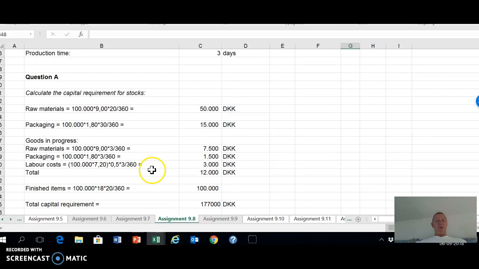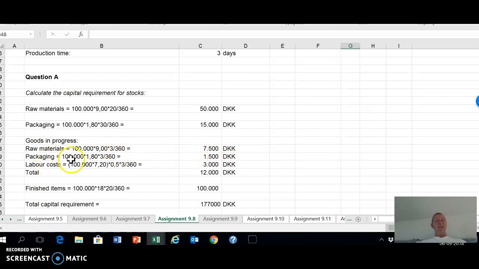Then we have goods in progress. It's a little bit complicated. Raw materials, same story, 100,000 units multiplied by 9 per unit, divided by 360 and multiplied by 3 because we have this in 3 days. And we start putting the material in the production department, and it will be there all 3 days. Therefore, the full amount for 3 days, 7,500.